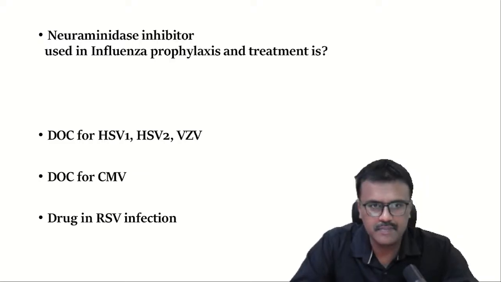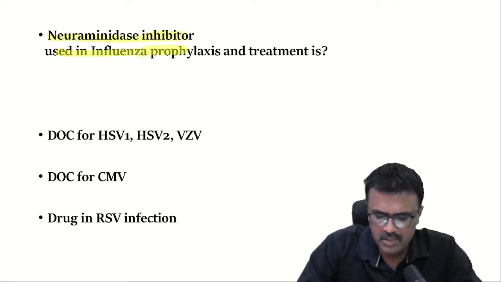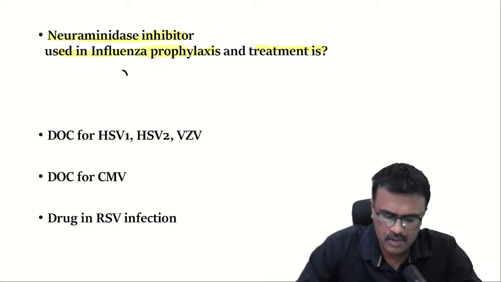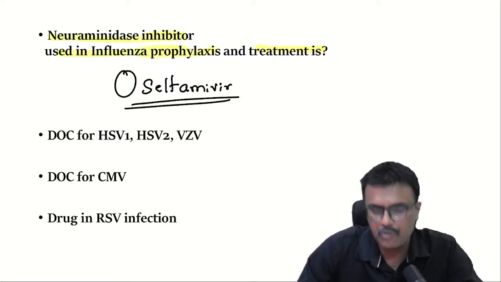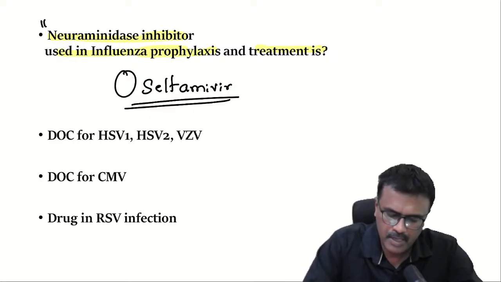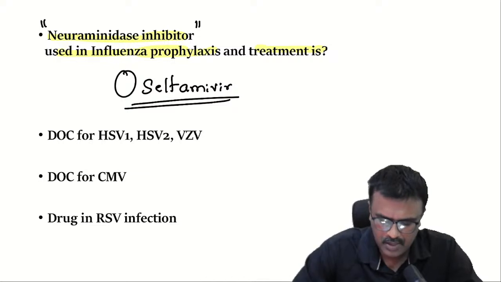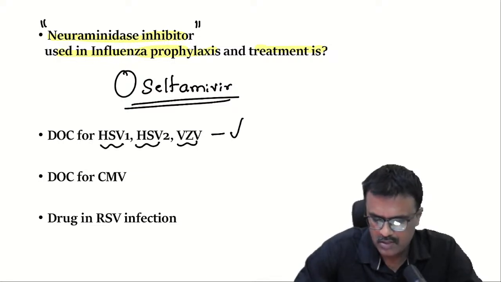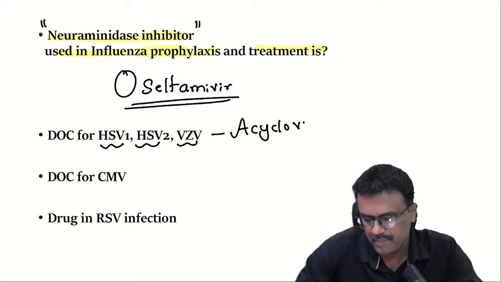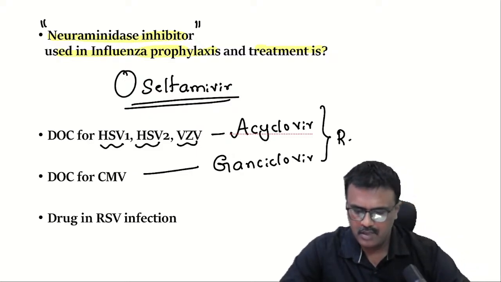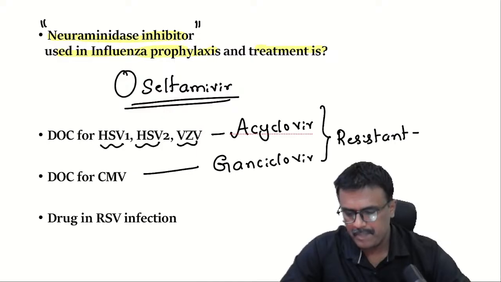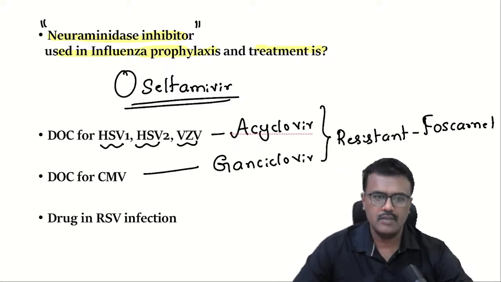Now coming to other viruses. The neuraminidase inhibitor used in influenza prophylaxis and treatment is oseltamivir, brand name Tamiflu. But the majority of questions are on the mechanism of oseltamivir. Drug of choice for herpes 1, herpes 2, varicella zoster is acyclovir. Cytomegalovirus, ganciclovir. But if they don't work, in resistant cases, then we give a drug called foscarnet.